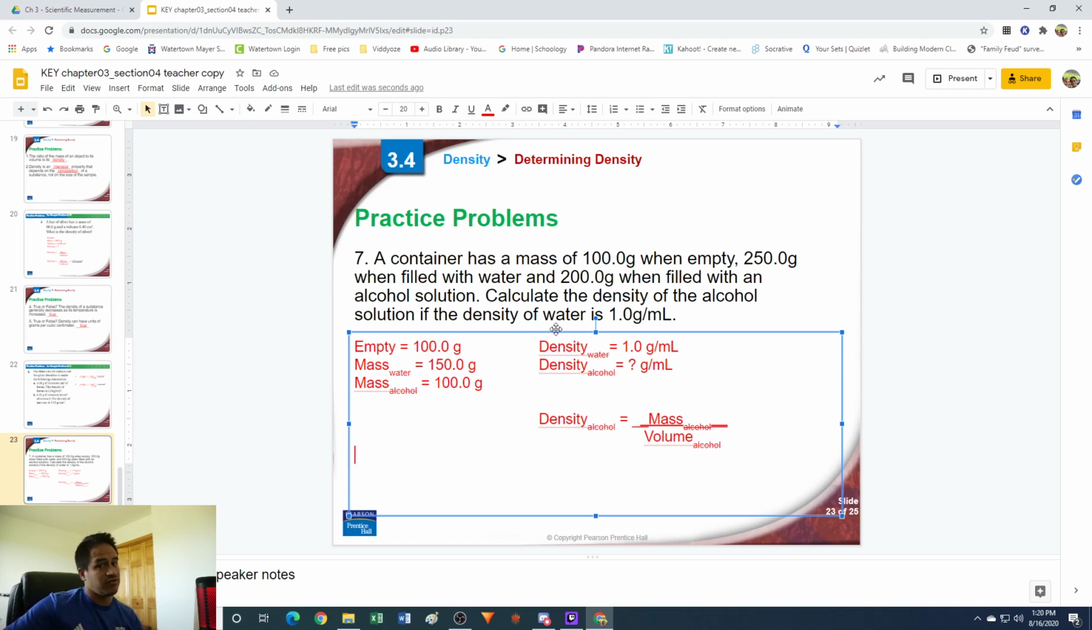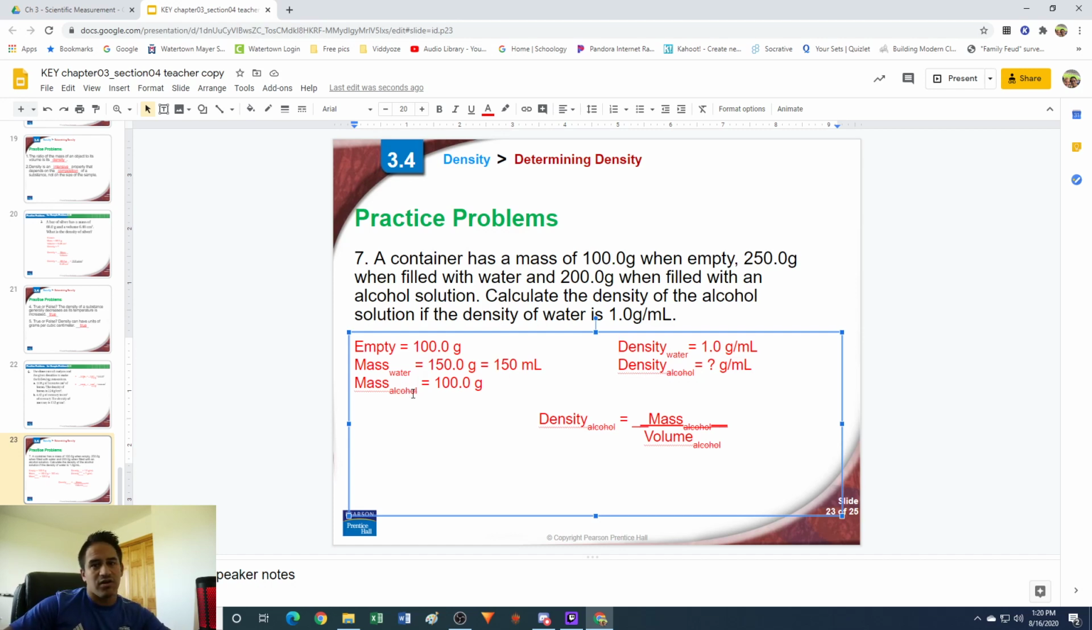So this is where the other information comes in. Here's what we're going to do. The density of water is 1 gram per milliliter. What that means is if you have 1 milliliter of water, it will have a mass of 1 gram. So if we have 150 grams of water in this container, that's going to be equal to 150 milliliters.